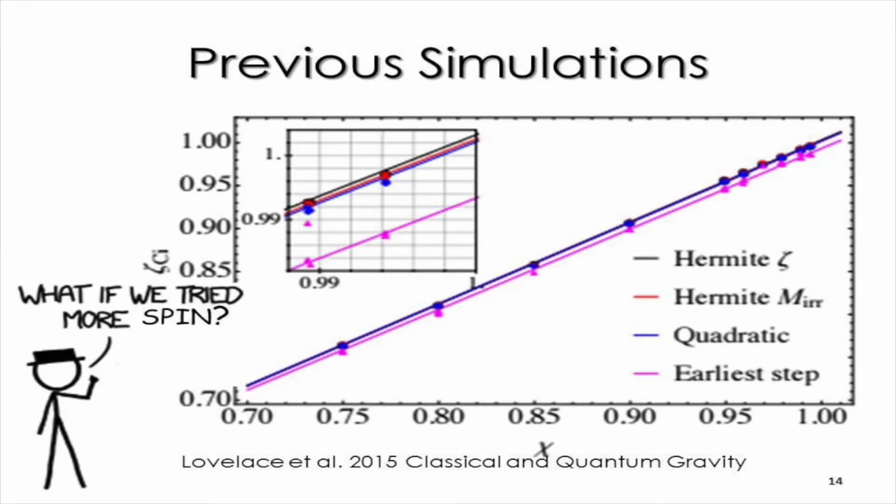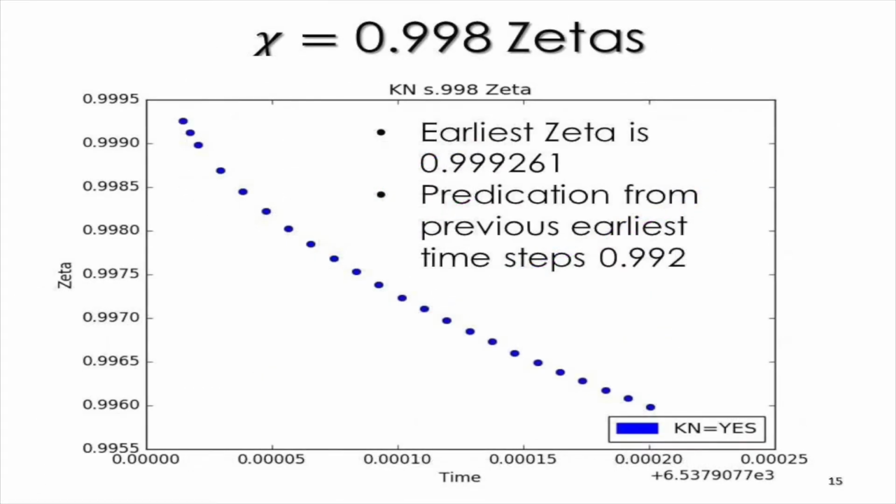So we might very well wonder, what if we tried more spin? That's what I did. I ran measurements of a recent simulation with these initial chi's. The simulation was actually run by a colleague, Matt Giesler at Caltech. My measurements of the spin of this simulation show that the earliest zeta is 0.999261, which is higher than the prediction from the previous earliest time steps, but noticeably is still less than 1.